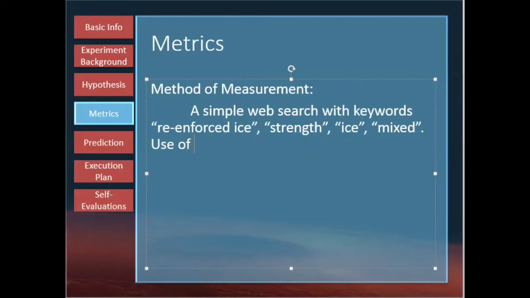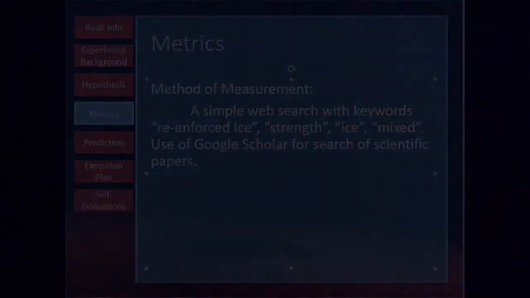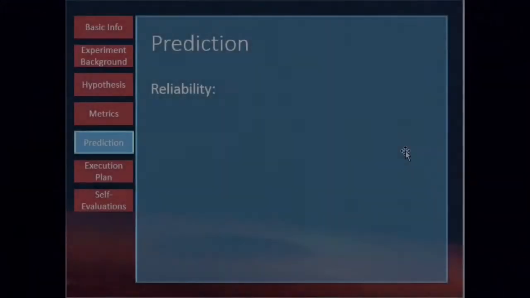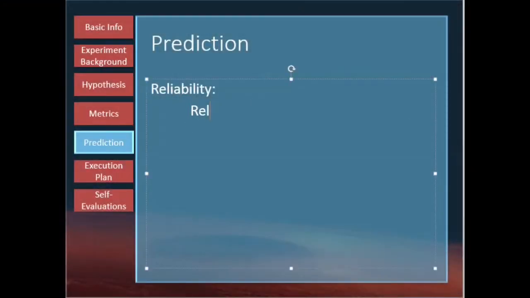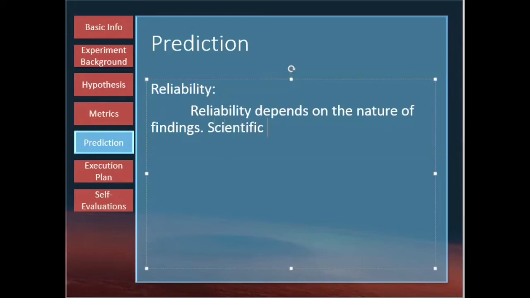Finally, I decided to do a simple Googling for existing solutions. The only thing I have to do is come up with some clever keywords. Maybe reinforced ice, or stronger ice, or mixture could work. Now Google is full of information nowadays, so the reliability of my results really depends on the type of documents I will find. Probably scientific results are the most reliable ones.